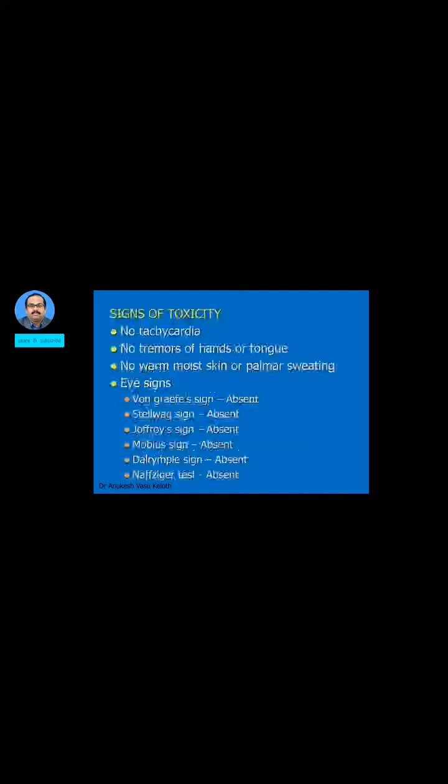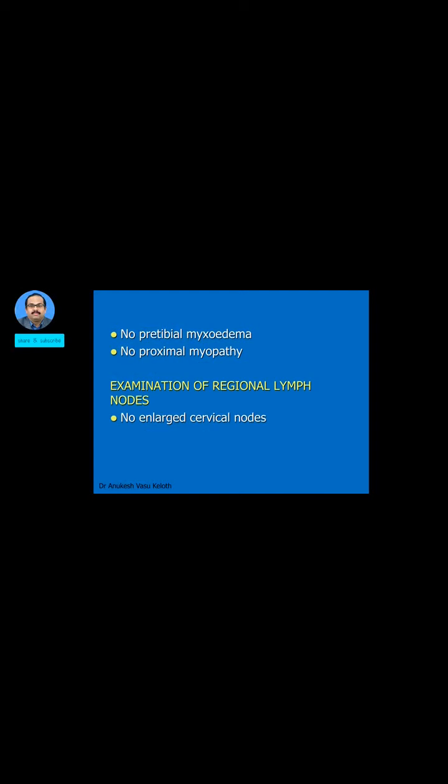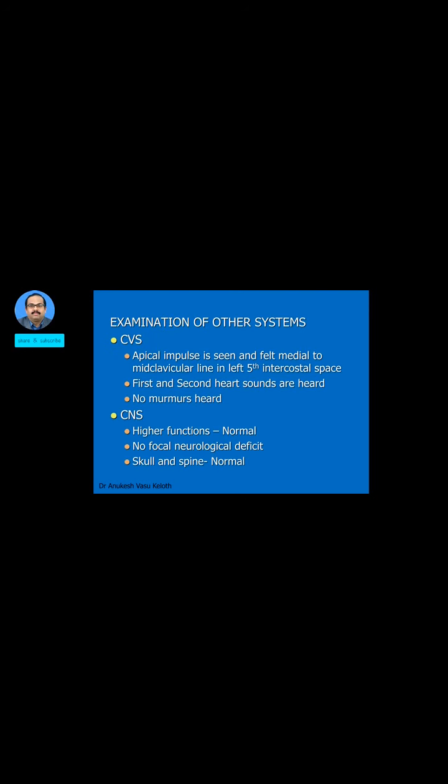Signs of toxicity, there is no tachycardia, no tremors of hands or tongue, no warm moist skin or palmar sweating. Eye signs are absent. Von Graefe sign absent, Stellwag sign absent, Joffroy sign absent, Mobius sign absent, Dalrymple sign absent, Naffziger test absent. No pretibial myxedema, no proximal myopathy. Examination of regional lymph nodes, no enlarged cervical nodes.